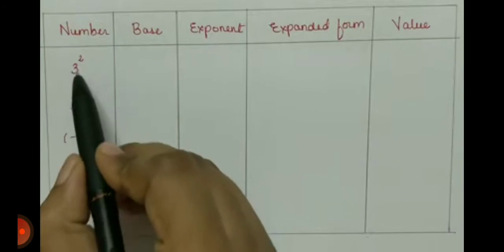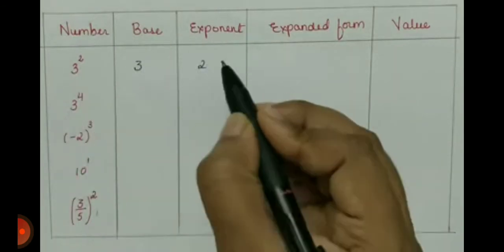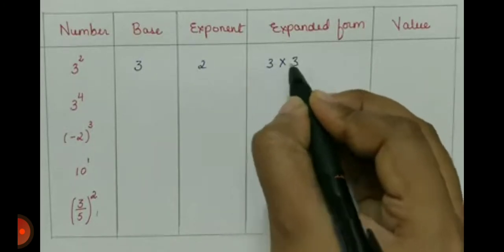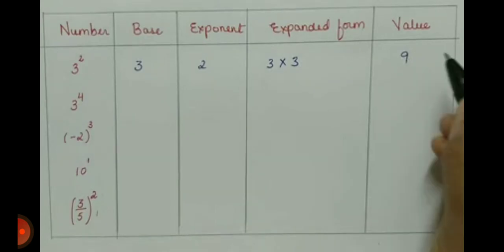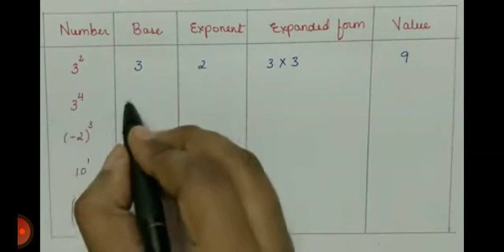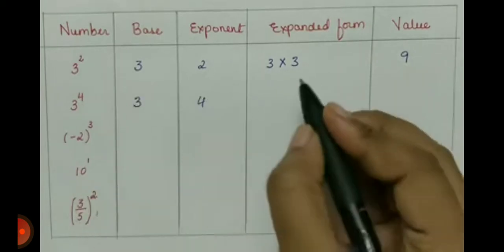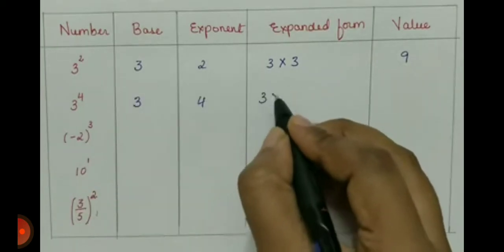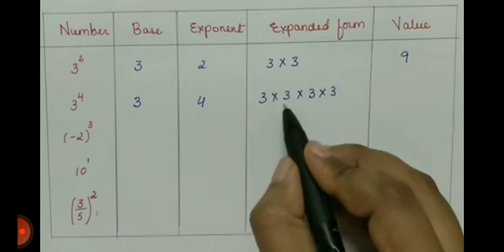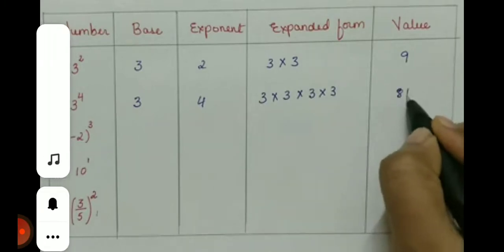3 to the power 2. Its base is 3 and exponent is 2. In expanded form, we write it as 3 into 3, which is equal to 9. 3 to the power 4. In this, base is equal to 3, exponent is equal to 4. In expanded form, we write it as 3 into 3 into 3 into 3. 3 3s are 9, 9 3s are 27, 27 3s are 81.